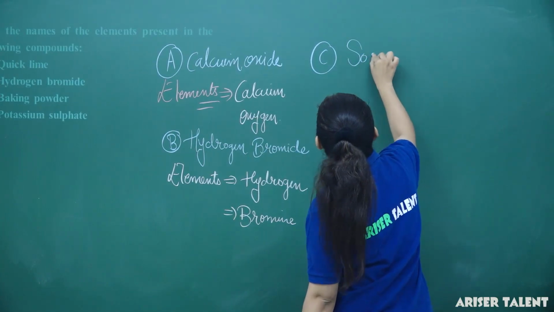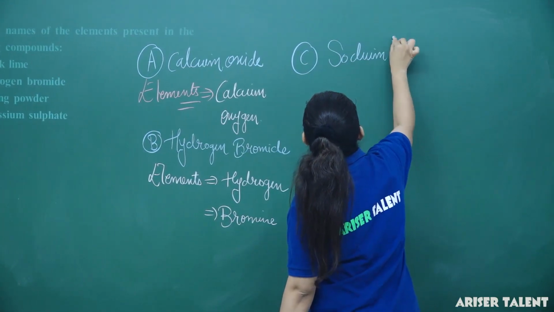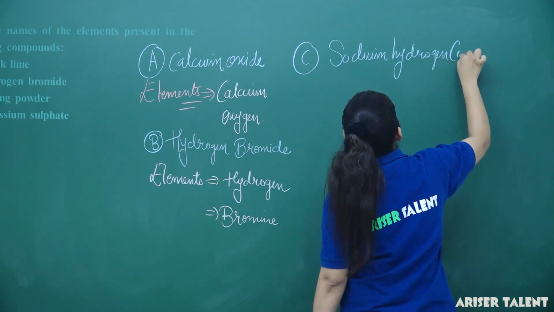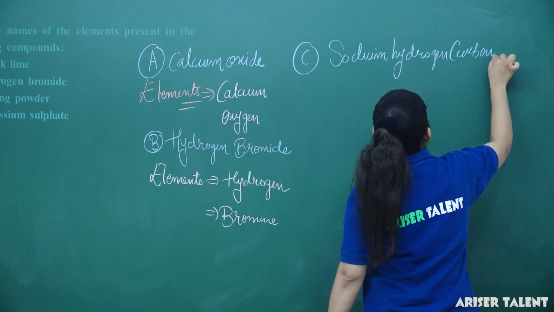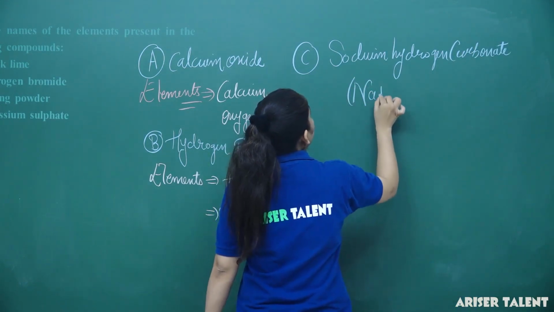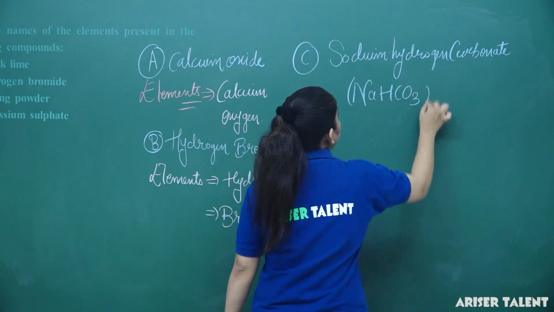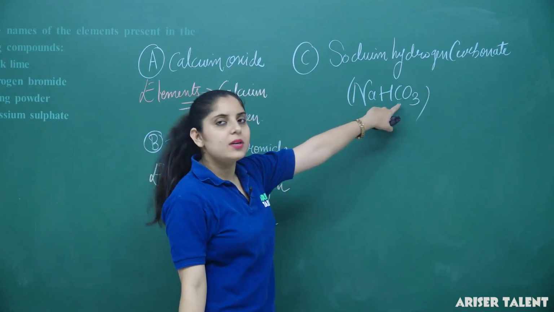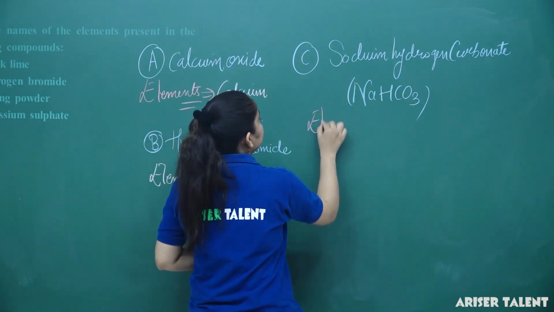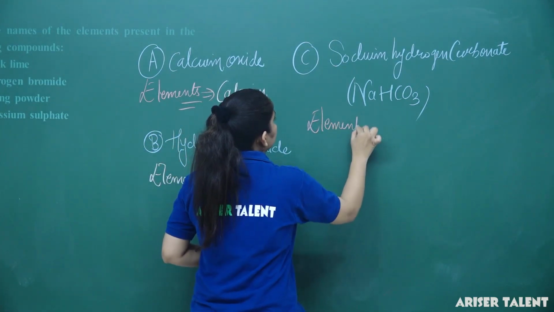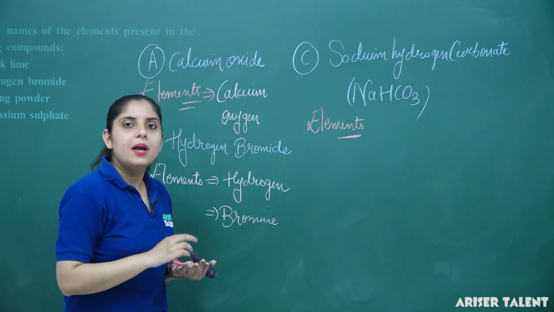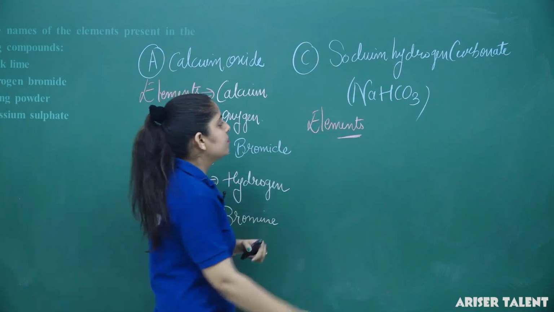So the baking powder is sodium hydrogen carbonate, and this is NaHCO3, sodium, hydrogen and carbonate. So you can see which are the elements present in this formula. The elements present in this formula are sodium, hydrogen, carbon and oxygen.